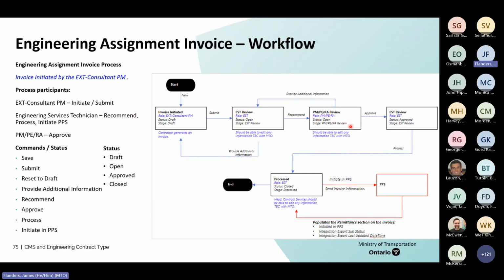The PMPRA gets to approve the invoice for payment. And then the EST, again, reviews that it's approved and they can process it. Processing it involves initiating it in PPS. Once that's done, we can populate some remittance section and the record is complete. So to cover some of that.